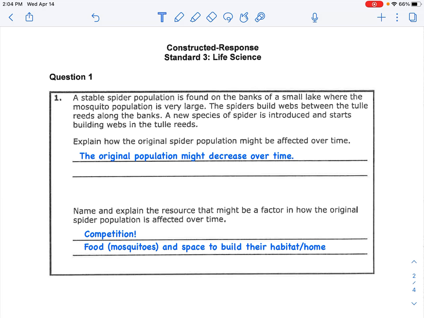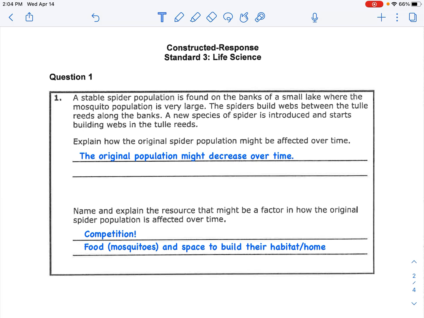Well, since we have a new species introduced into the same environment that has the same niche, doing the same thing, building their nests in the same location and eating the same food, that is going to be competition. So the original population might decrease over time.